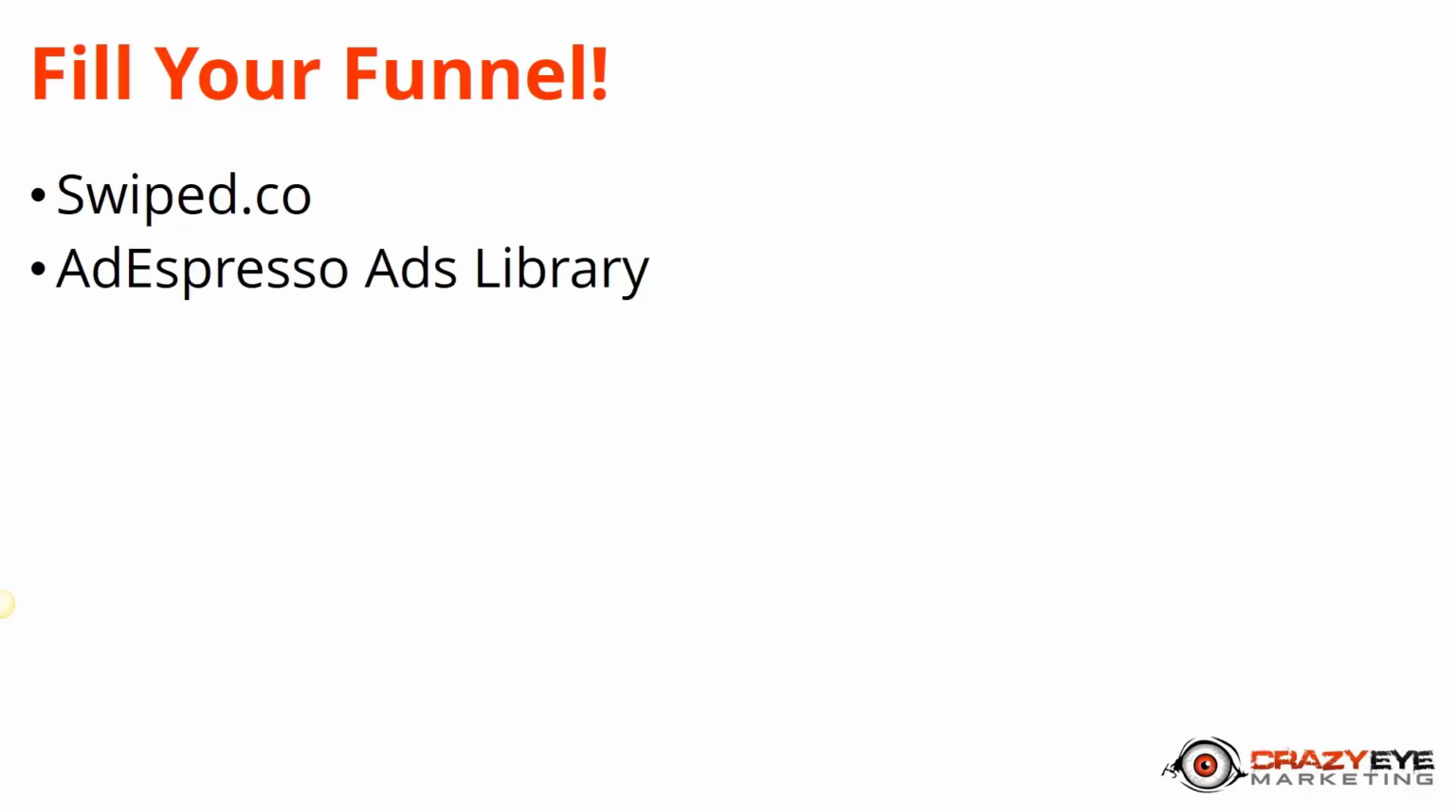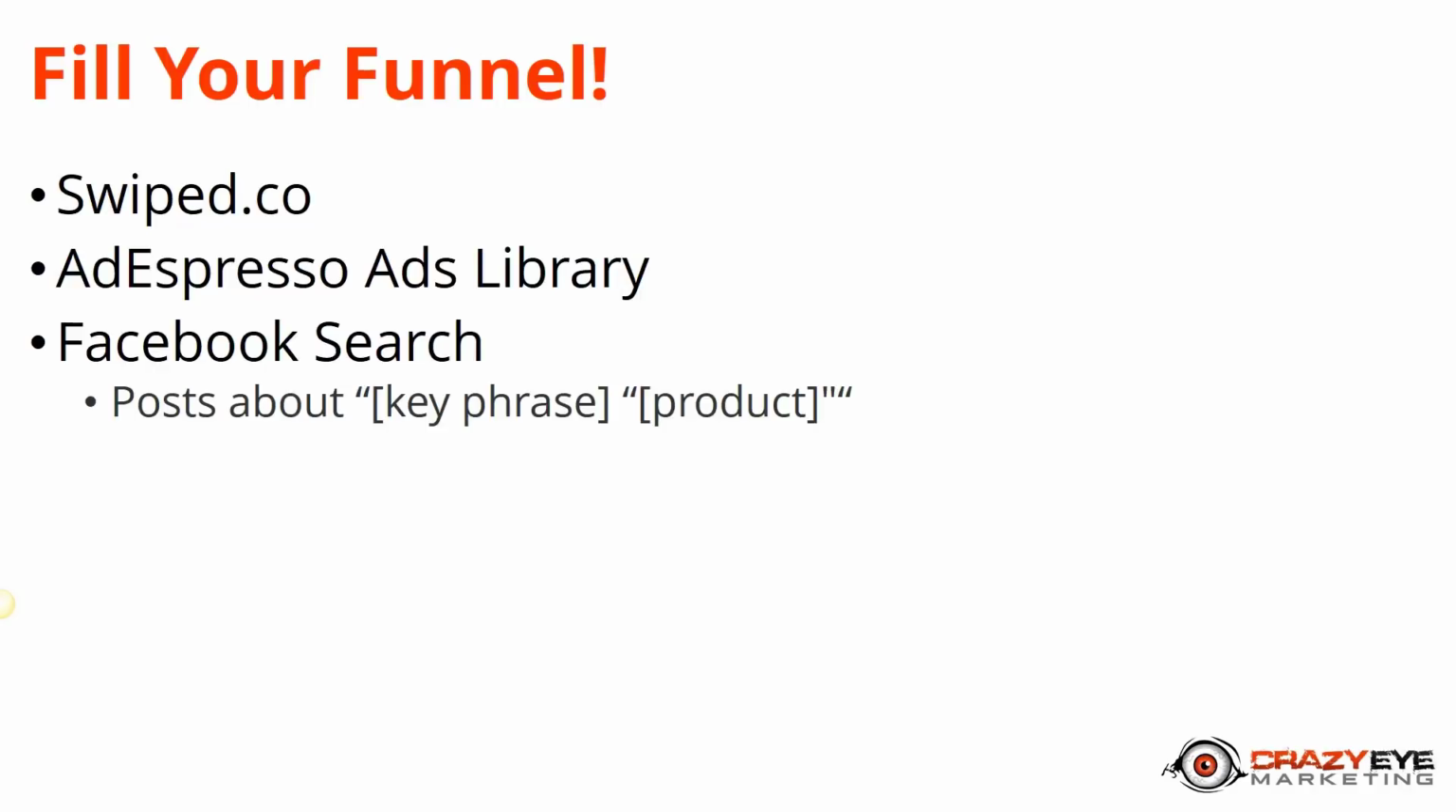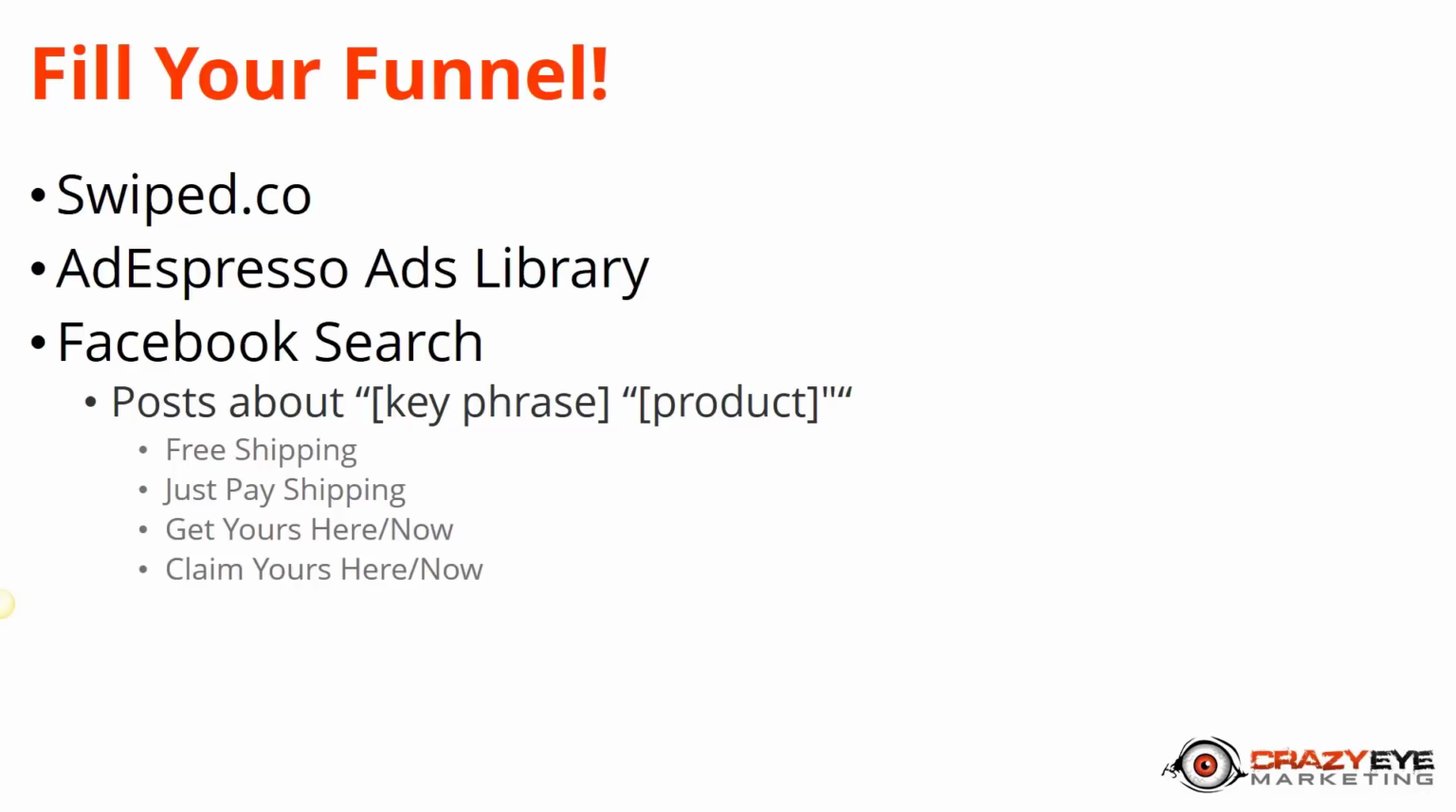So that's really awesome. And then you can also use the Facebook search feature in order to find top performing ads. And you do this by entering queries like posts about, key phrase, and then product. And some of the key phrases are free shipping, just pay shipping, get yours here or get yours now, or claim yours here or claim yours now. And there are other ad spying tools, but most of them are paid. These 3 right here are free to use, which is why I've included them in this presentation. Now let's head over to them and just check them out real quick.